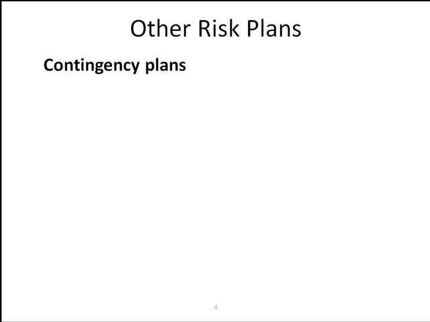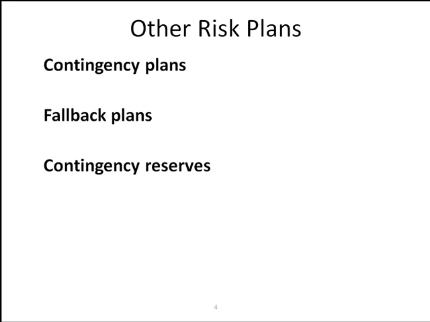Contingency plans are predefined actions that the project team will take if an identified risk occurs. Fallback plans are developed for risks that have a high impact on meeting project objectives and are put into effect if attempts to reduce the risk are not effective, sometimes called contingency plans or last resort plans. Contingency reserves or contingency allowances are funds held by the project sponsor that can be used to mitigate cost or schedule overruns if unknown risks occur.